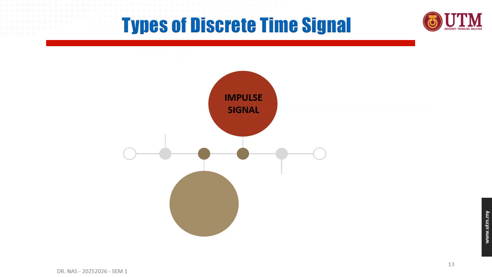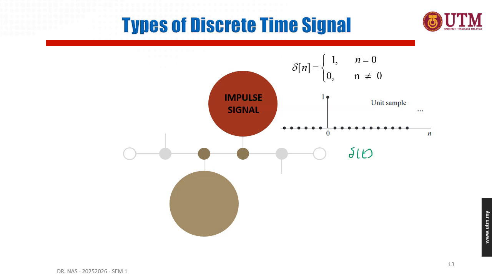Okay, a discrete time signal can be represented in two types. The first one, the impulse signal. If you still remember, in continuous time we have delta(t), which is one impulse at position t equal to 0.